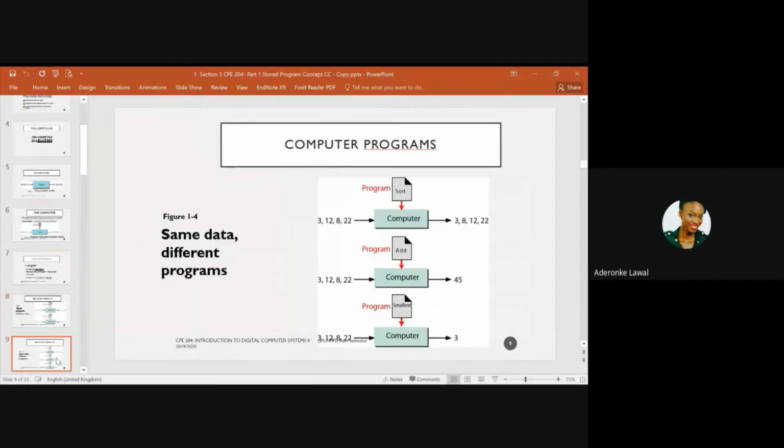On the other hand, you can have a system where it's the same data, but you have different programs. So you can say, I'm bringing the same data, but I want to add it, and I want to sort it, and I want you to help me identify what the smallest is.